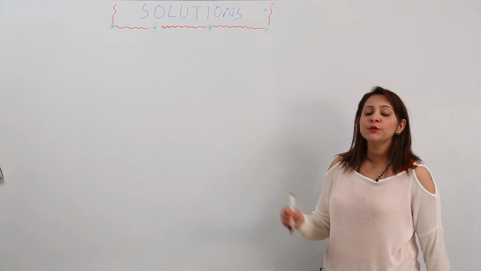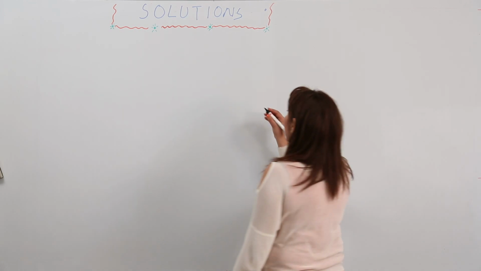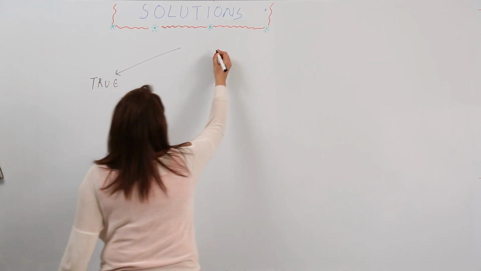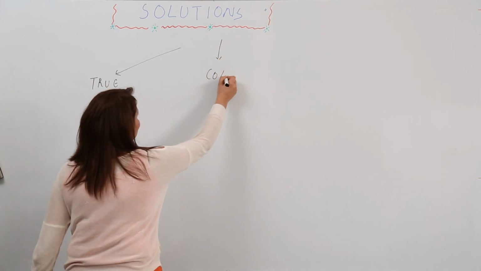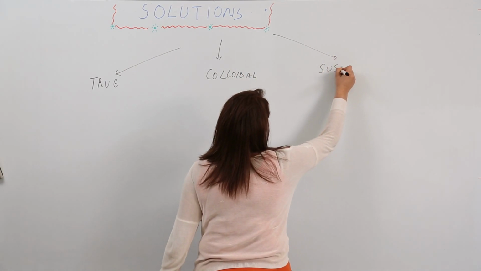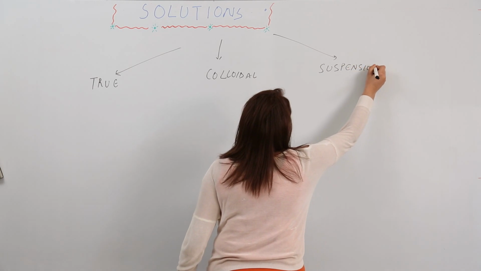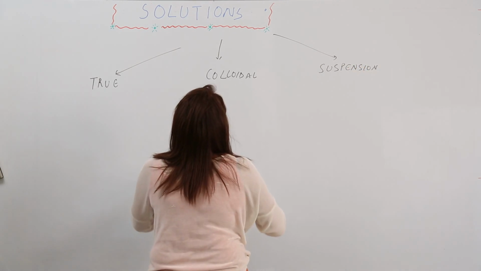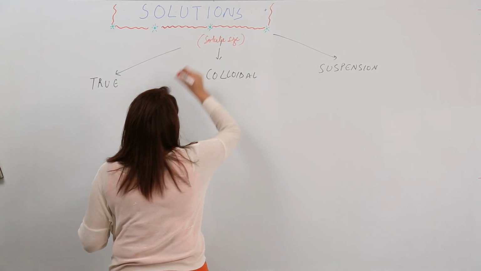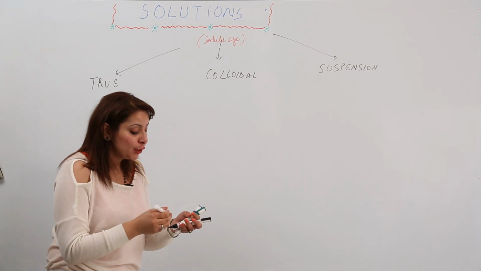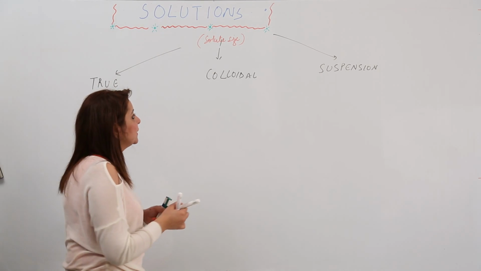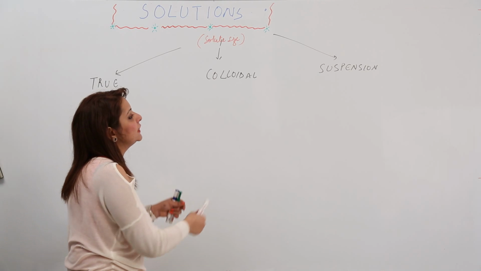Now, on the basis of the size of the solute, solutions are classified under 3 categories. One is true solution, the other is colloidal solution, and the other is suspension. You should remember that this classification is entirely on the basis of solute size, due to which the properties of the solutions change a little bit. So they are classified under 3 categories: true solutions, colloidal, and suspension.